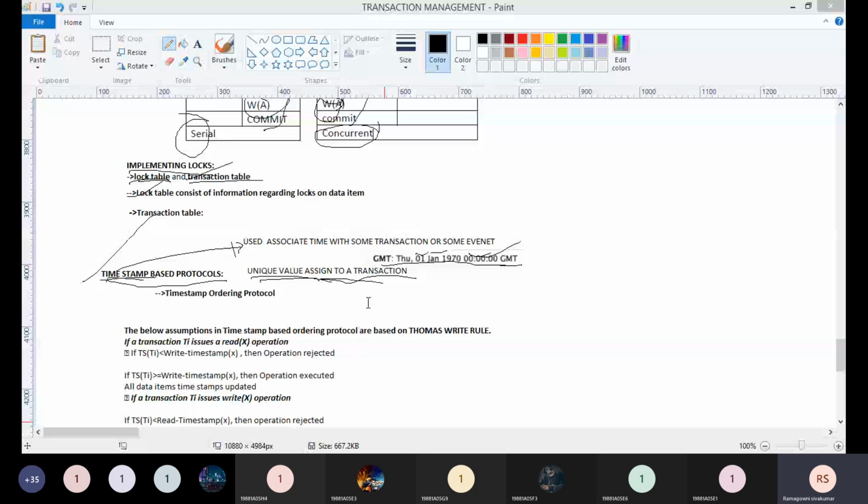Can I repeat it again? See here, the most commonly used concurrency protocol is the timestamp based protocol. This uses either system time or a logical counter as a timestamp.